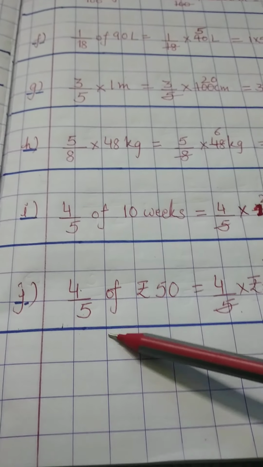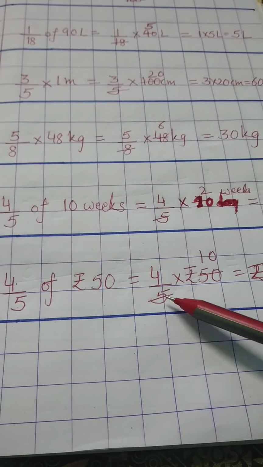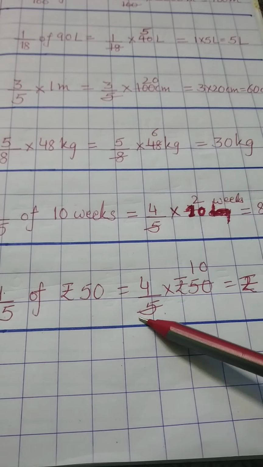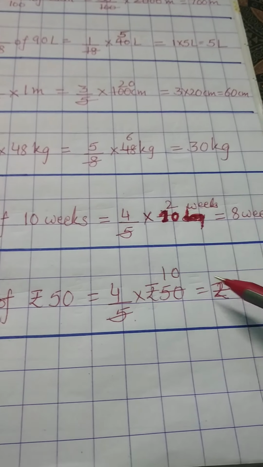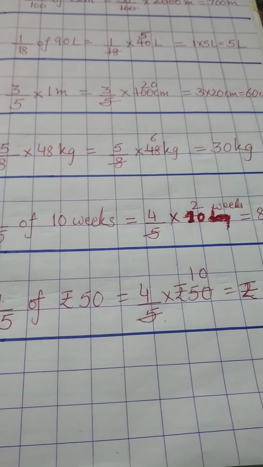Right? Then 4/5 of rupees 50. We will change "of" into multiplication, and 5 tens are 50 and 4 tens are 40. So these are the answers, and you have to do it in this way.